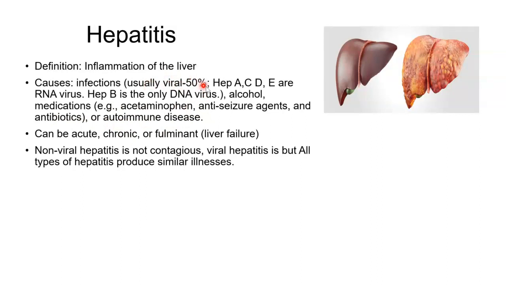Usually about hepatitis A, C, D, and E are RNA viruses, and hepatitis B is the only DNA virus. If you are interested in that and you recognize the difference, sometimes it's a little bit helpful to see how the virus actually is built and how it affects the serology. But that's for another day.